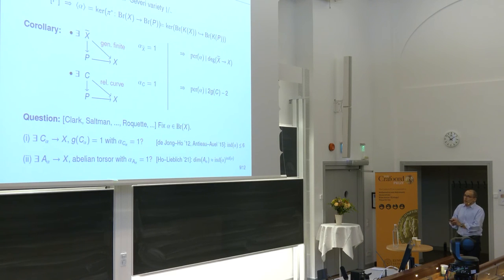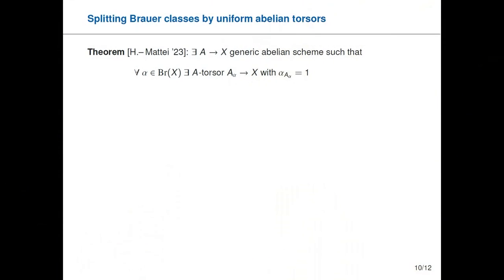And then concerning the second question, there's one paper by Ho and Lieblich from 2021, which proves, in fact, there is an abelian torsor for every Brauer class that trivializes it. But the dimension of this abelian torsor goes up very much with the period or the index of the Brauer class.